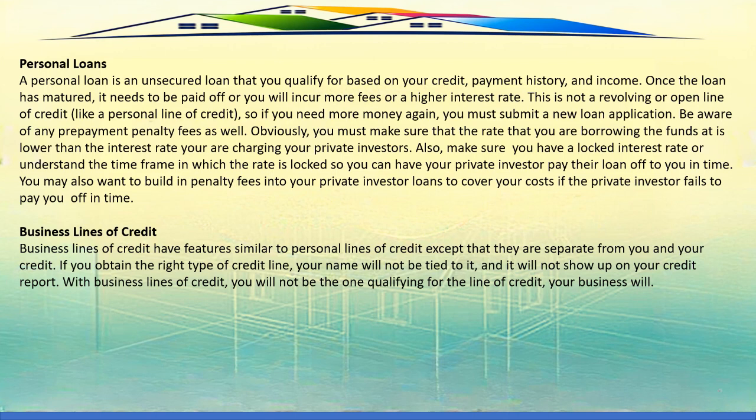Obviously, you must make sure that the rate that you are borrowing the funds at is lower than the interest rate you are charging your private investors. Also, make sure you have a locked interest rate or understand the time frame in which the rate is locked, so you can have your private investor pay their loan off to you in time. You may also want to build penalty fees into your private investor loans to cover your costs if the private investor fails to pay you off in time.